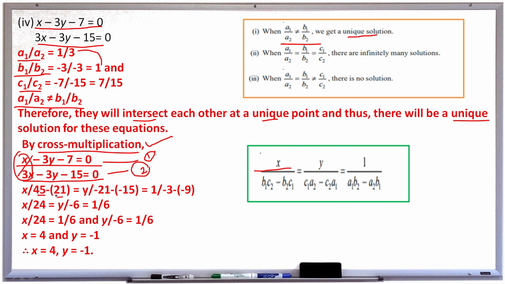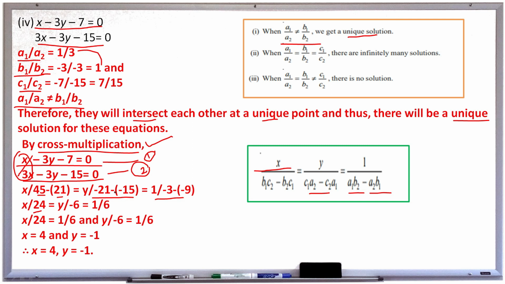7 3s are 21, is equal to y by, again y by, just c1 a2 minus c2 a1. If you multiply, you will get this value, which is equal to 1 by a1 b2 minus a2 b1. You just put here the value a1 b2 minus a2 b1, you will get this value.